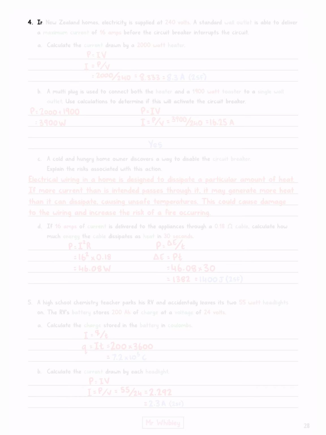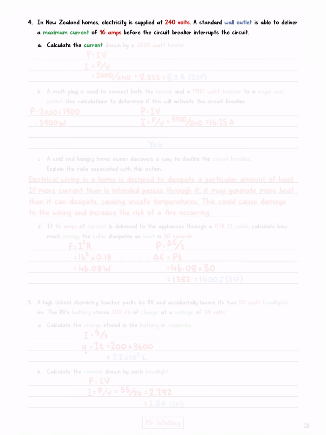Question 4. In New Zealand homes, electricity is supplied at 240 volts. A standard wall outlet is able to deliver a maximum current of 16 amps before the circuit breaker interrupts the circuit. Calculate the current drawn by a 2000 watt heater. We know that power is current times voltage, and we can rearrange this for current by dividing both sides by voltage. We know our power, and we know our voltage, which gives me 8.333 or 8.3 amps to 2 significant figures.